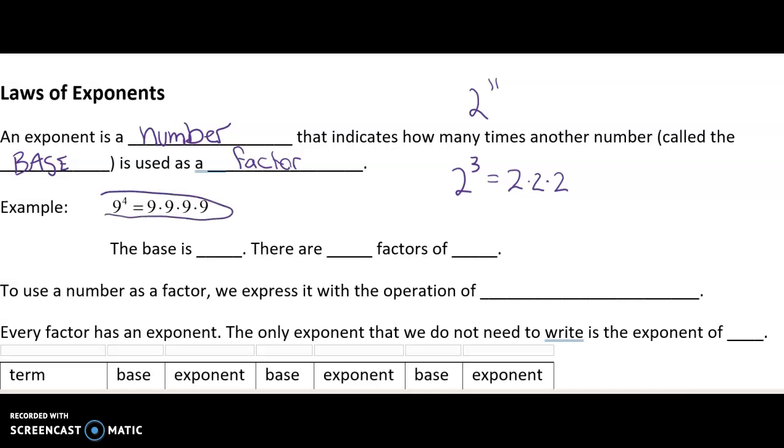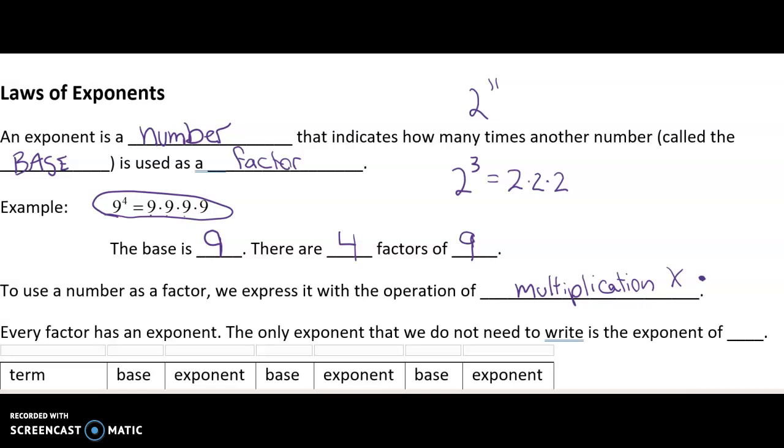Here's an example. 9 to the fourth. That means multiply 9 by itself 4 times. 9 times 9 times 9 times 9. The base here is 9. There are 4 factors of 9 being multiplied by each other. To use a number as a factor, we express it with the operation of multiplication. Remember, we use an X as a multiplication symbol or simply a dot.